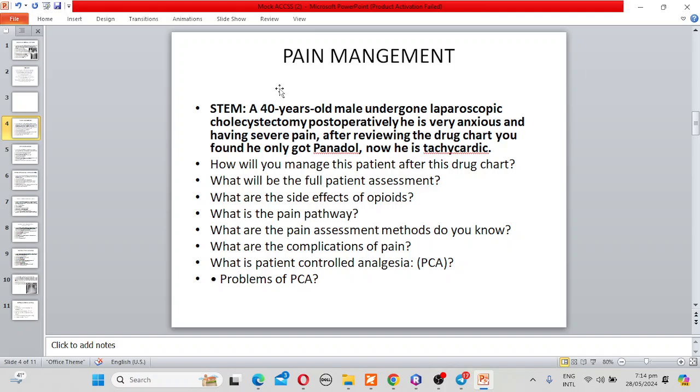A 40-year-old male has undergone a laparoscopic cholecystectomy. Post-operatively, he is very anxious and having severe pain. After reviewing the drug chart, we found he only got Panadol. Now he is tachycardic. So, define pain.